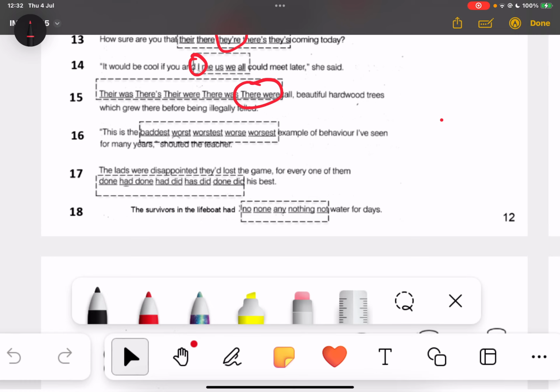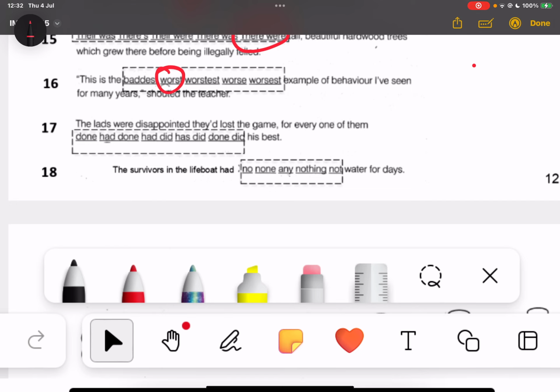16. This is the something example of behaviour I've seen for many years, shouted the teacher. Well, this will be the worst. Or this is the worst example of behaviour I've seen for many years, shouted the teacher. 17. The lads were disappointed they'd lost the game. For every one of them, something his best. Well, this will be had done his best. Had done.